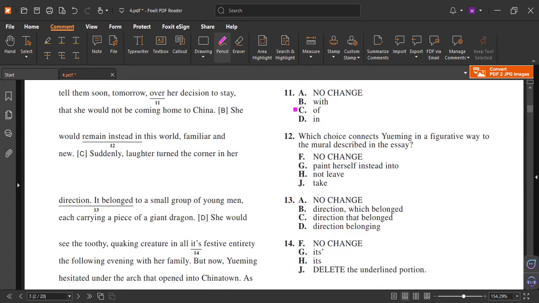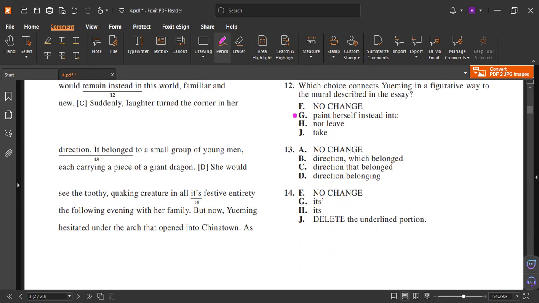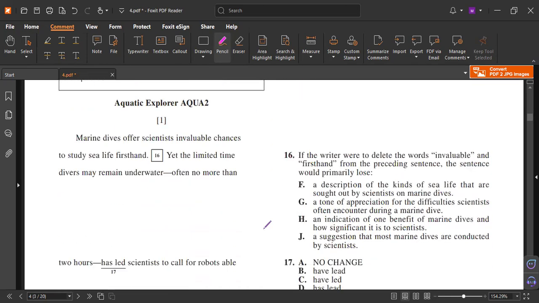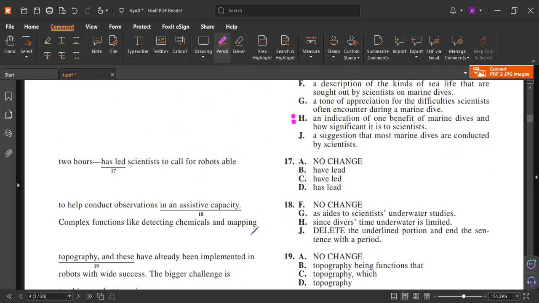I think we corrected like the first few questions. 12 G. 12, magnificent. 13 A. 13, fantastic. 14 H. Fabulous. 15 C. Yes, improvement. 16 H. Correct. 17 A. 17, correct.